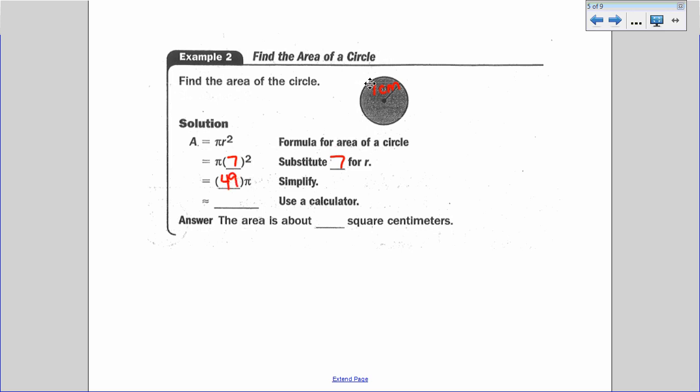You can use 3.14, or you can use just 49 pi. But if I type in 49 pi into my calculator, I get 153.94. All right, we have to remember to label that. So it's 153.94 square centimeters, or 153.94 centimeters squared. It's no different than the polygons that we've studied in this chapter, in the fact that we need to keep them as units squared per area.